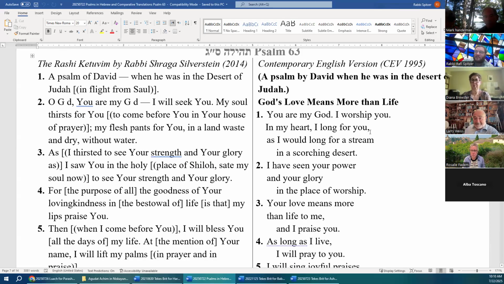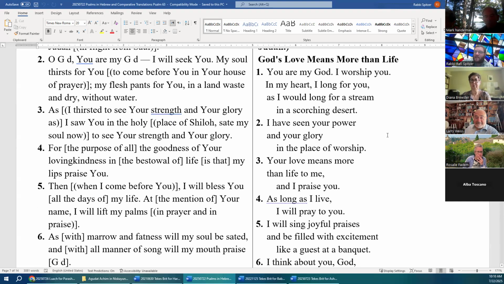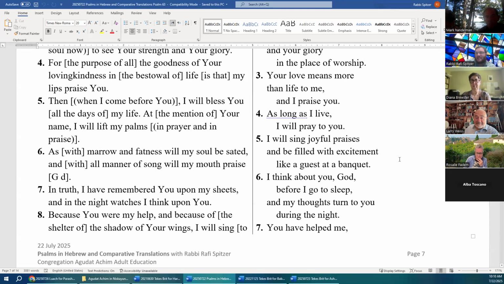You are my God. I worship you. In my heart, I long for you as I would long for a stream in a scorching desert. I have seen your power and your glory in the place of worship. Your love means more than life to me, and I praise you. As long as I live, I will pray to you. I will sing joyful praises and be filled with excitement like a guest at a banquet.